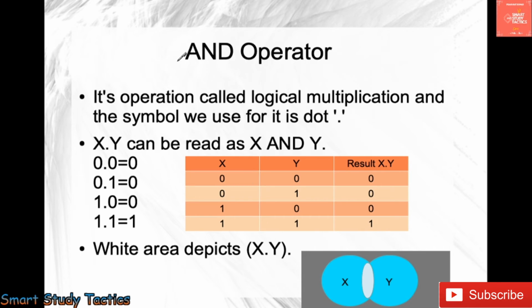Now we have the AND operator. It is logical multiplication, and it is represented by a dot. As you can see, X dot Y can be read as X AND Y. So 0 dot 0 equals 0, 0 dot 1 equals 0, 1 dot 0 equals 0, and 1 dot 1 equals 1. Simple calculation: 0 times 0 is 0, 0 times 1 is 0, 1 times 0 is 0, 1 times 1 is 1. If you represent these in a table, you represent them like that.